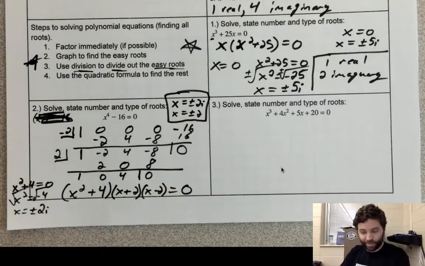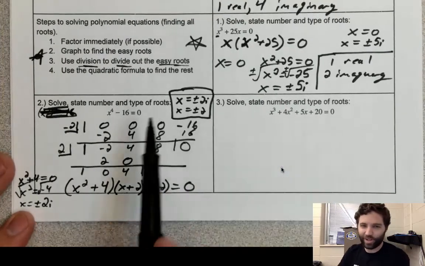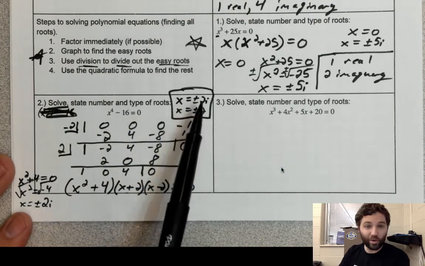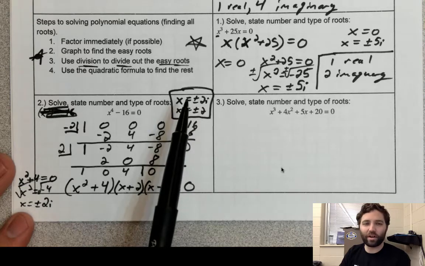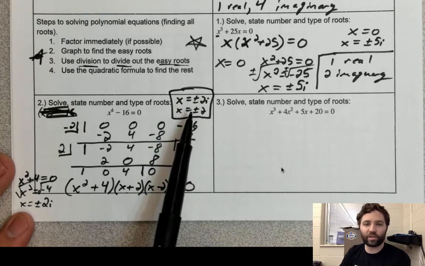Part 2, Section 9. Here we go. Solve, state number of types of roots. By the way, I just realized I forgot to do that on number 2. Number of roots is 4 total, which is what we'd expect. Then type is 2 imaginary and 2 real.